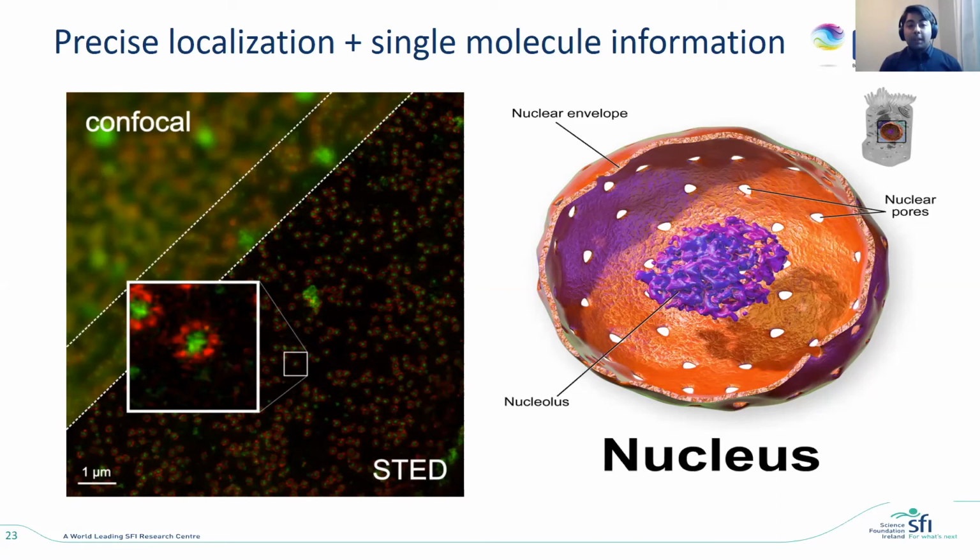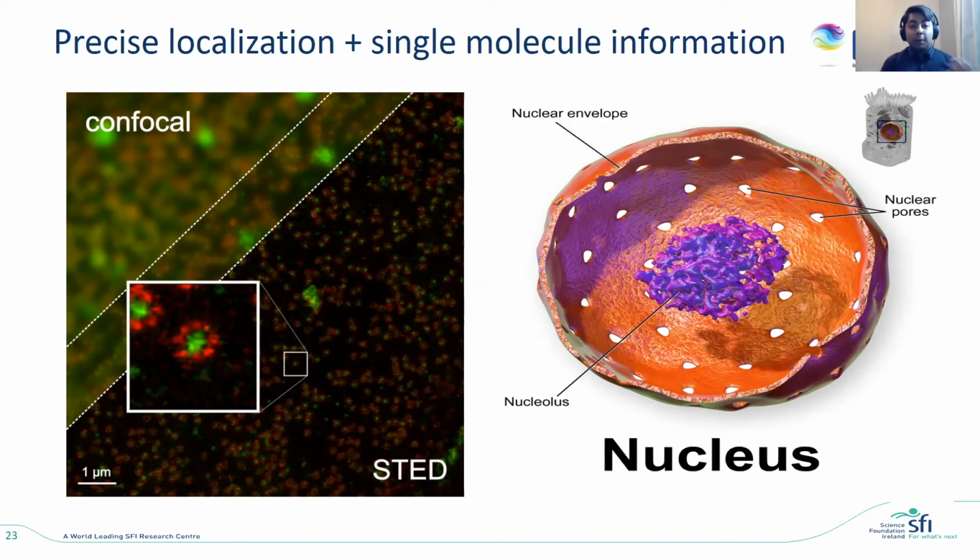Now it is possible to see even the pores of the nucleus of a cell. So these are single molecule information. If you see the figure on your left side with confocal microscopy, which basically means you'll be focusing a beam of light on a small point of your sample at each time, and then you scan the image.